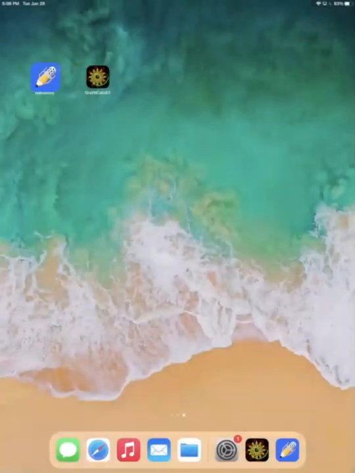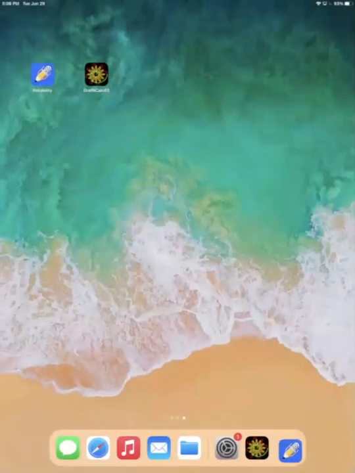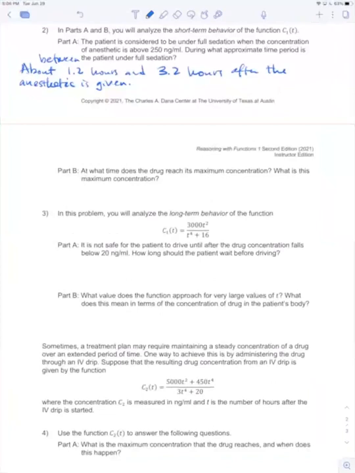So again, we can look at our graph to answer this question. We're looking at the part of the graph that's above the horizontal line, y equals 250. So we're looking for the max there, and it looks like it reaches its max right at 2. So that would be 2 hours. So after 2 hours, we could say the drug reaches a maximum concentration, and the max that it reaches is 375.